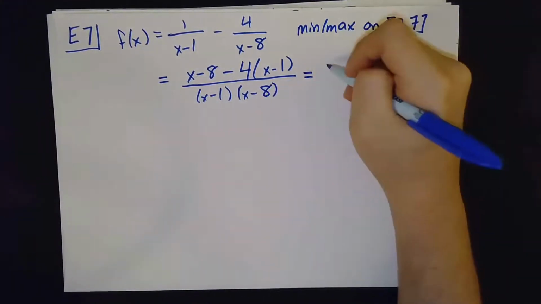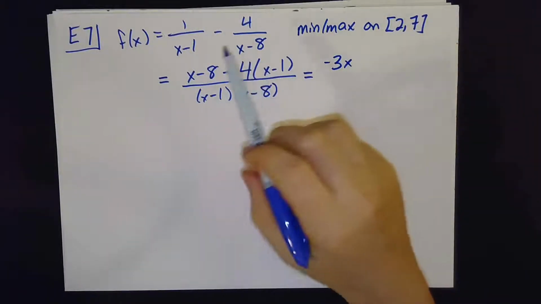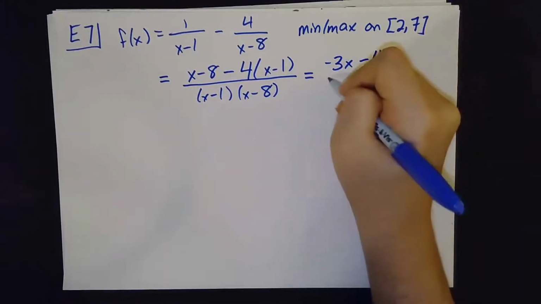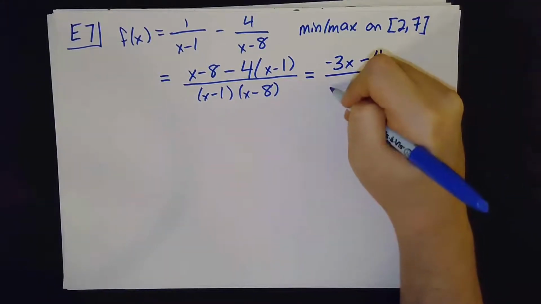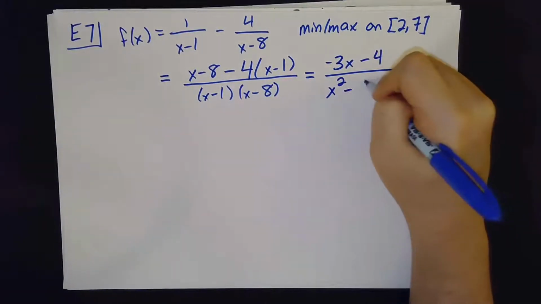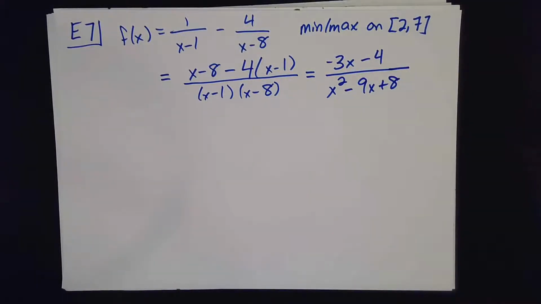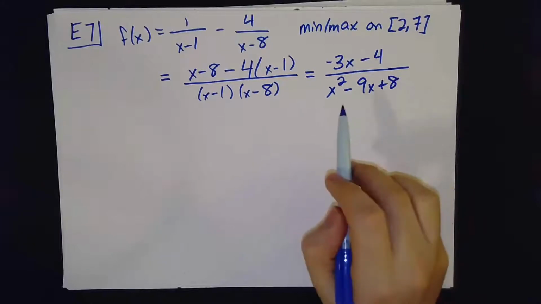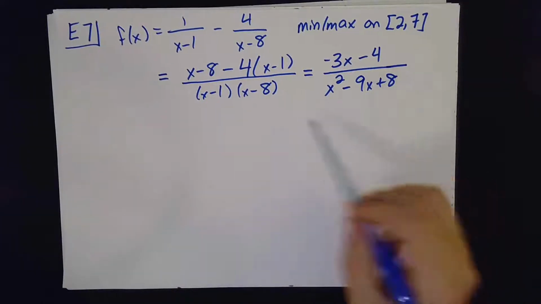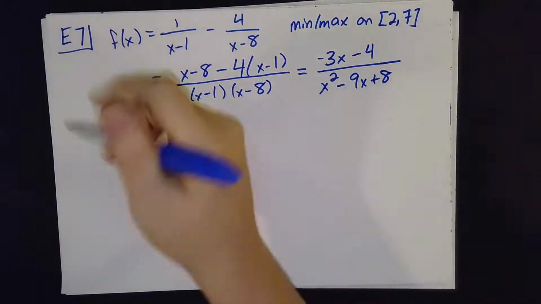So this will be minus 3x minus 4 over, and I'm going to go ahead and spell this out, x squared minus 9x plus 8. The only reason I'm multiplying out the denominator is because I'm about to take a derivative using the quotient rule, and that's always a step we have to do if it's multiplied out like this.